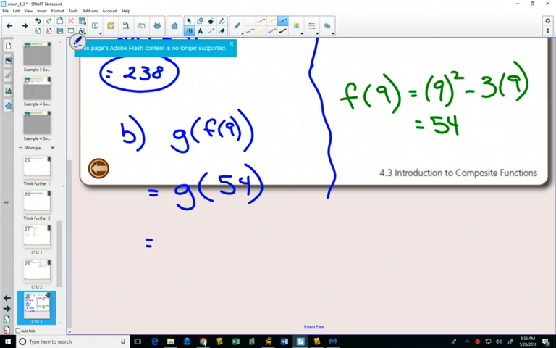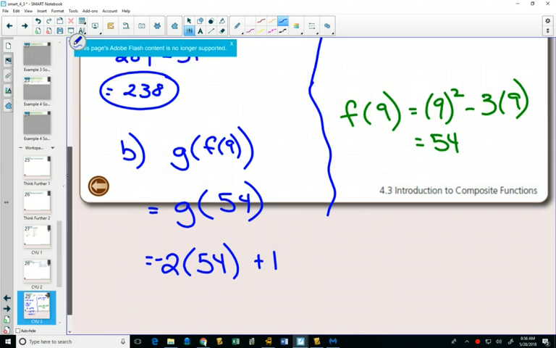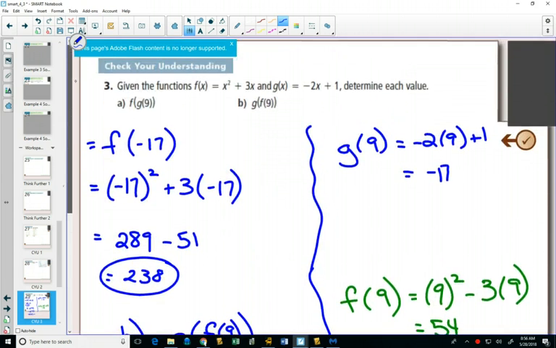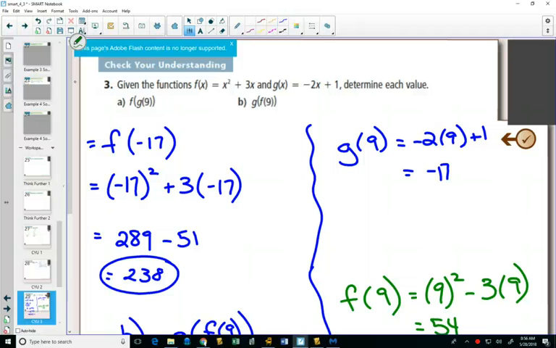And g of x took 2 times the number minus 1. Is that right? Yes. No, plus 1, negative 2. There we go. Is it supposed to be plus there? Oh, it is. Okay. So we have to change our numbers.